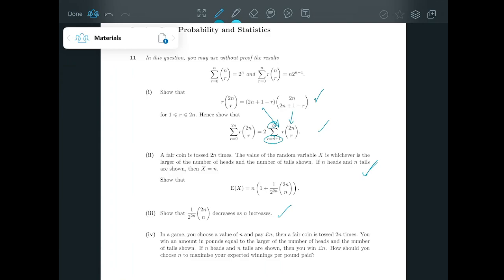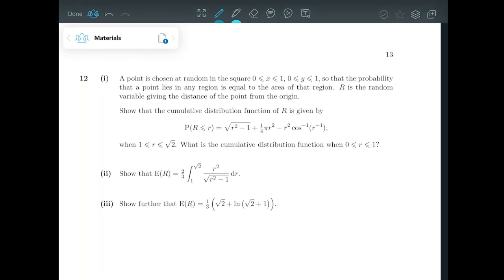And then finally, choose a value, we pay n, it's tossed a number of times, you win equal to the larger of the number of heads and the number of tails. Okay, that's another expectation. I'm expecting that to match some of the summations which we've already dealt with to come into play with this a little bit. Not going to go through all the details, but I'm pretty sure that is quite a comfortable question when I come to it. Finally, question 12.